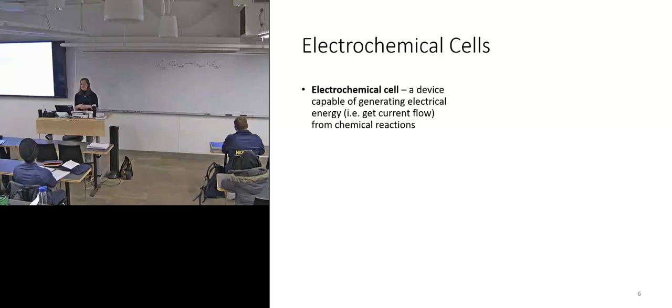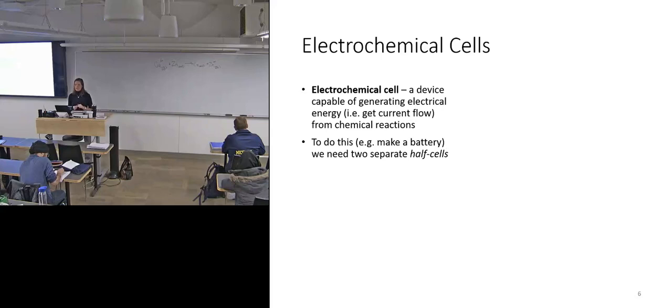Okay, so this is a device that is capable of generating electrical energy. We can get current flow from chemical reactions. That's our basic definition.